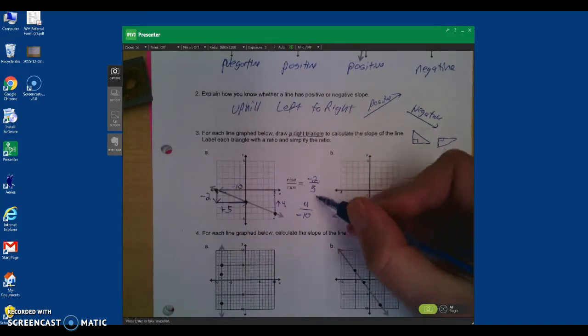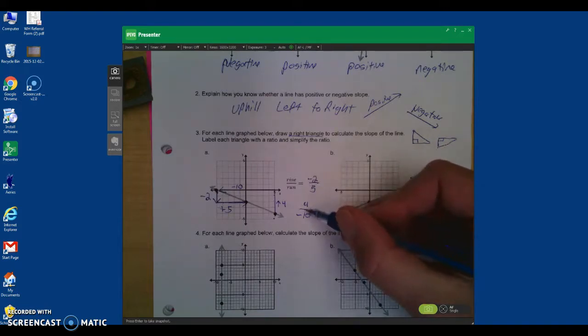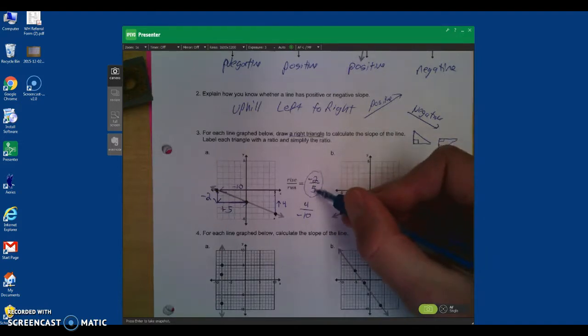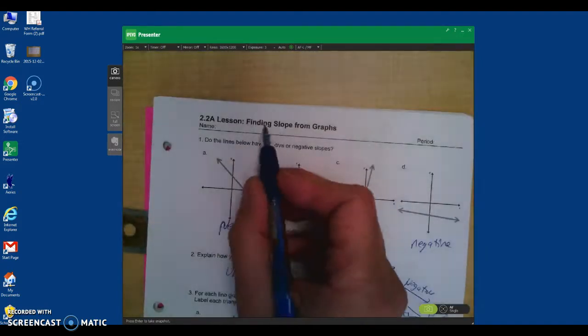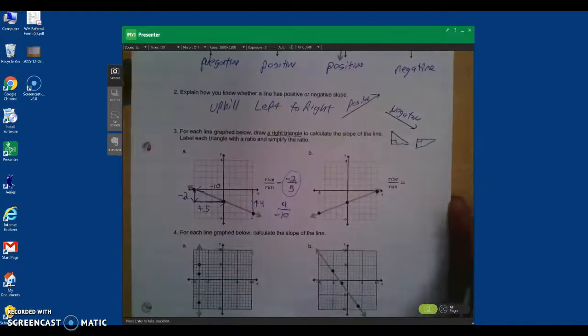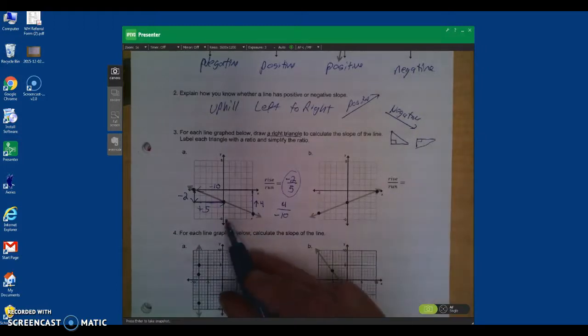Well, do you notice anything about these two fractions? This one is just the simplified version of this one. So the slope is still negative 2/5. That's what we're actually doing, is finding the slope from graphs. So you guys go ahead and try B the same way that we just did A. Press pause for a moment.